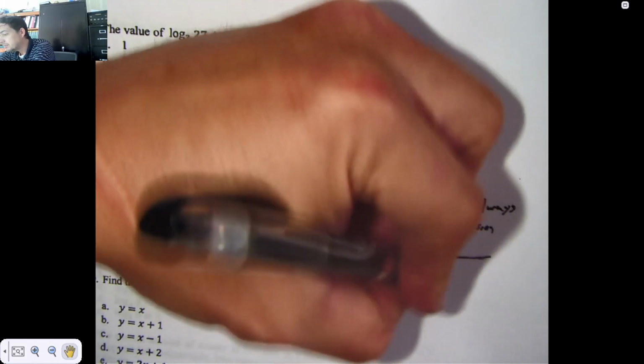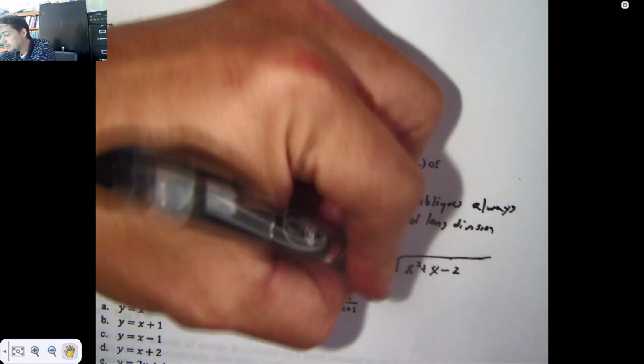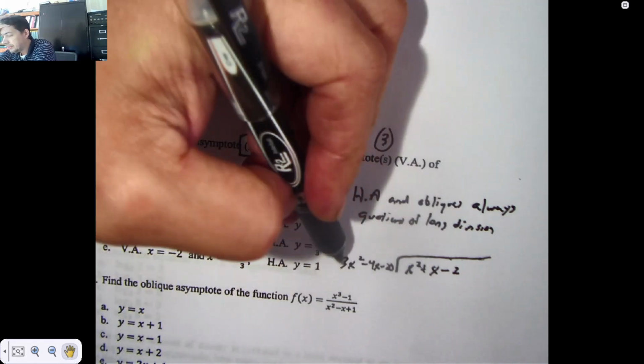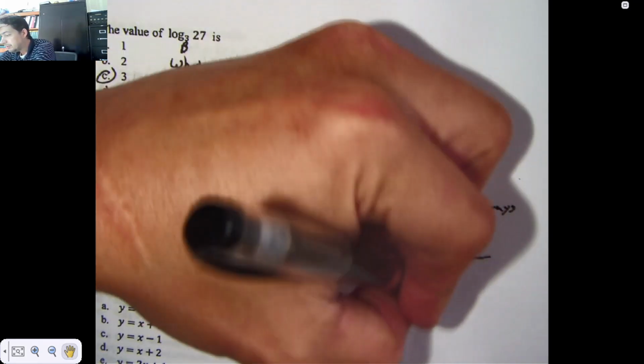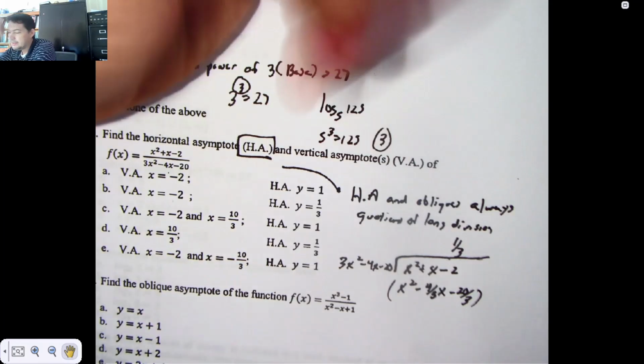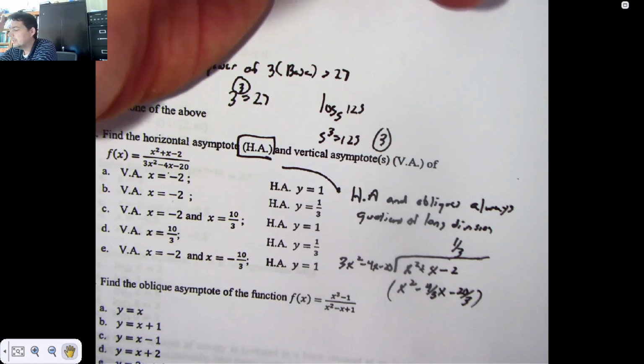So we're going to divide x squared plus x minus 2 into 3x squared minus 4x minus 20. And to turn a 3 into an x squared, I have to multiply by a third. And then I invoke the distributive property. I'd have x squared plus 1 third x minus 2 thirds. And it's not going to be hard.